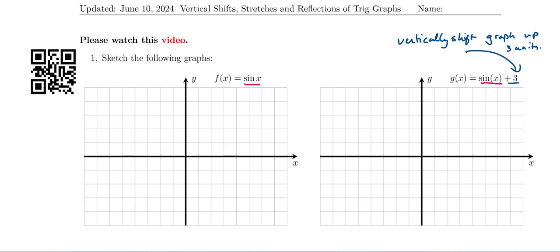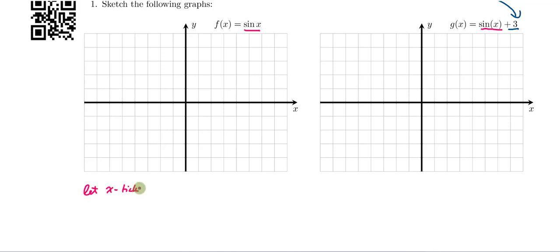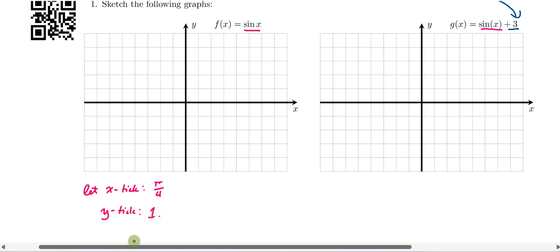So the first thing I want to do is go ahead and sketch the graph of the sine of x. So let's do that here. I'm going to let each x tick correspond to pi over 4. And ordinarily, I might make each y tick something a little bit larger just so that my graph isn't too small. But because I want to compare and contrast these two graphs, let's let each y tick equal just the value 1.